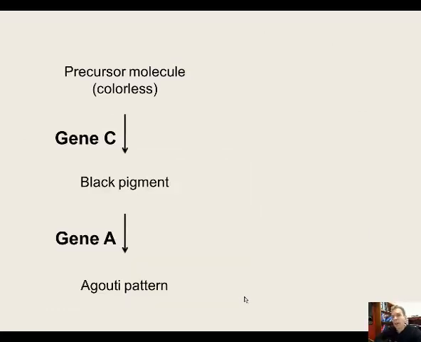You can think of this as a biochemical pathway. Let's imagine that these mice produce a precursor molecule which is colorless. The gene C, for making the pigment, takes that colorless molecule and changes it into a black pigment. The dominant C allele would make black pigment, the recessive c allele would not. Gene A then gets involved. It takes the black pigment and then modifies it to make the agouti patterning, and hence the epistasis. Gene A is modifying gene C. The product of the enzyme gene A is modifying the product of gene C.